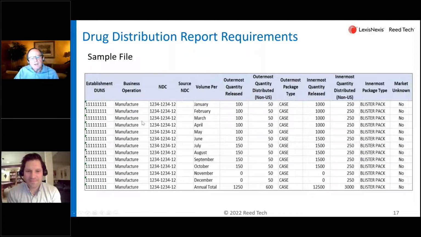And you get an idea for each of your product NDCs. It'll have the establishment DUNS number, a business operation, and then quantities for those packaging levels that we talked about for each month. So January through December, and then an annual total. So there's a lot of detailed count information here that needs to be generated for each of those individual products. And fleshing out that tree, there are 13 lines here for each one of those particular combinations.